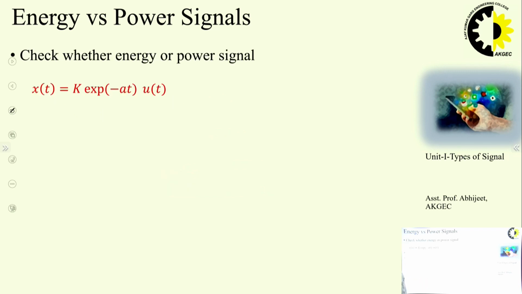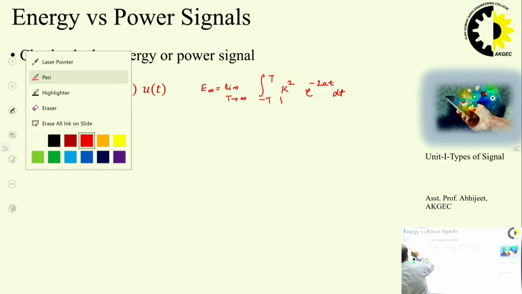So we'll see some examples. This is for continuous time signals. Suppose we want to check whether this signal is an energy signal or a power signal. Our formulation is very simple: E infinity is basically limit capital T tends to infinity, integral from minus T to plus T of mod x of t square. In this case, if I do that, I will get k square into e raised to the power minus 2 at dt, and also there is u of t.